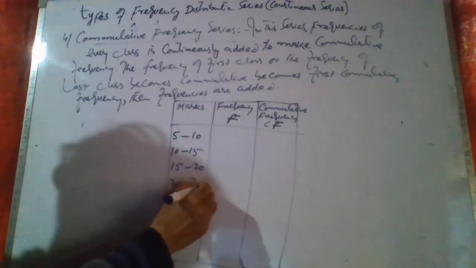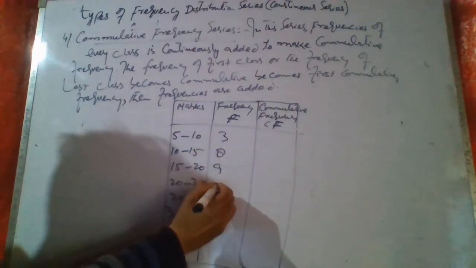For example, 5 to 10, 10 to 15, 15 to 20, 20 to 25, 25 to 30, and 30 to 35. Let us have frequency 3, 8, for example 9, 4, 5, 2.